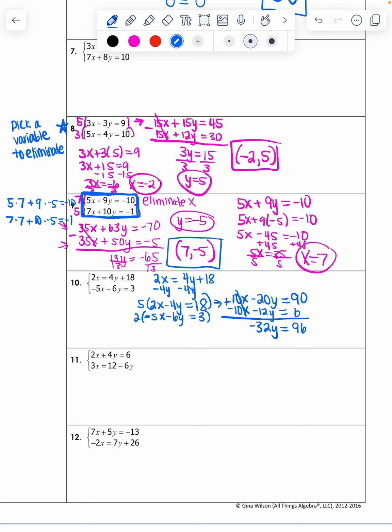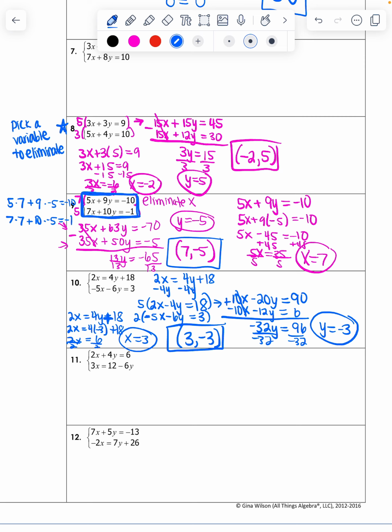Now I'm going to take 96 divided by negative 32, and I'm going to get y equals negative 3. Once I have that, I can replace that back in for either equation. The first equation is kind of weird, but I'm just going to use that one. Oops, there should be a plus sign. And we just found that y is equal to negative 3. Well, 4 times negative 3 is negative 12. Negative 12 plus 18 is 6. So we would divide by 2, and we would get x is equal to 3. So altogether, x is equal to 3 and y equals negative 3 as our final answer.